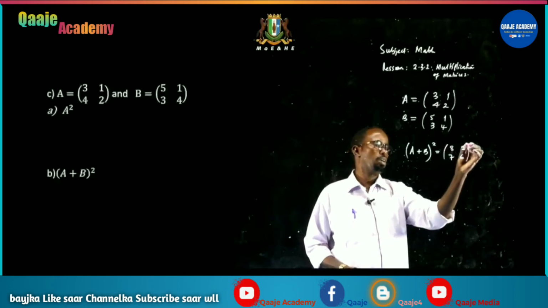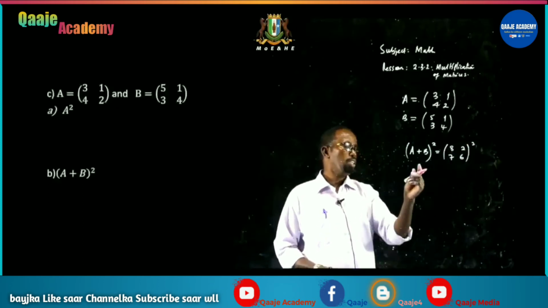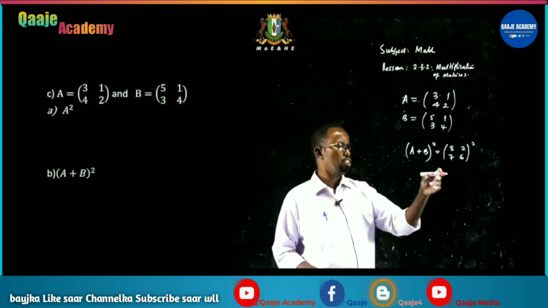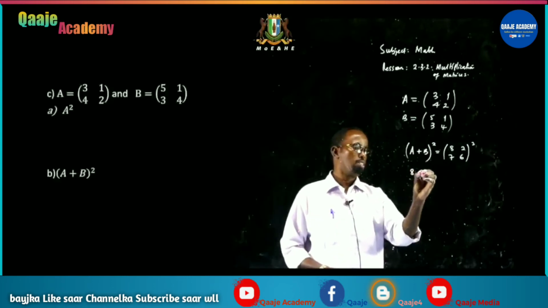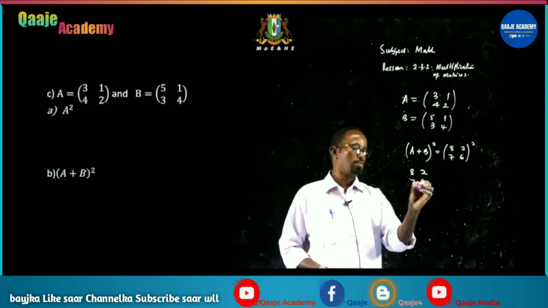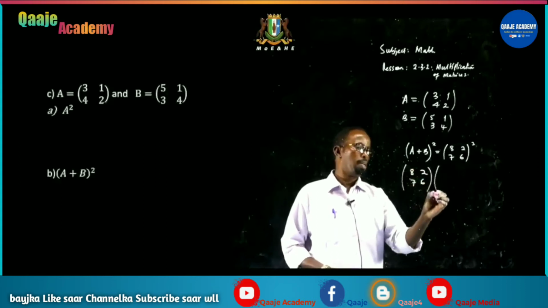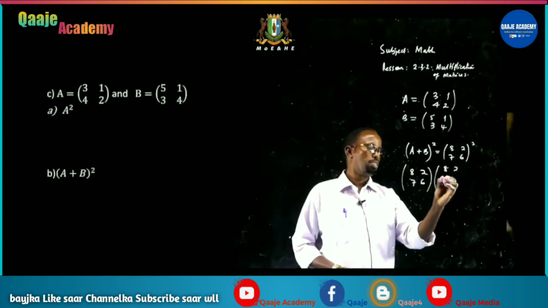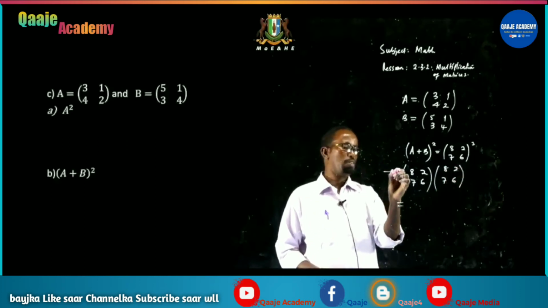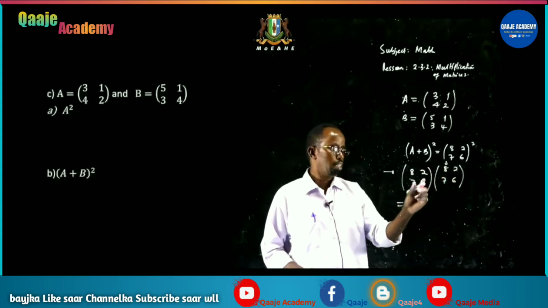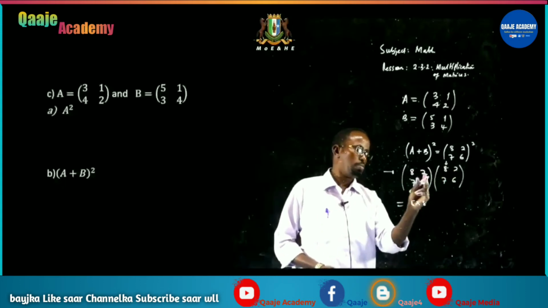So this one squared means you multiply this one twice. So this will be 8, 2, 7, 6, and then brackets 8, 2, 7, 6. So first row, first column, 8 times 8 plus 2 times 7.